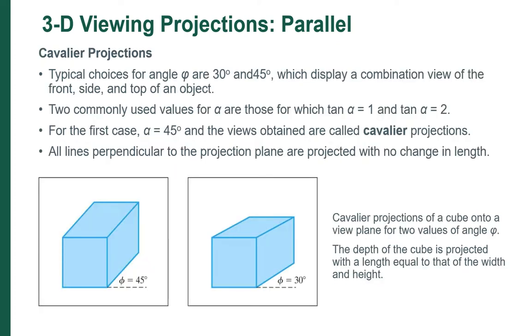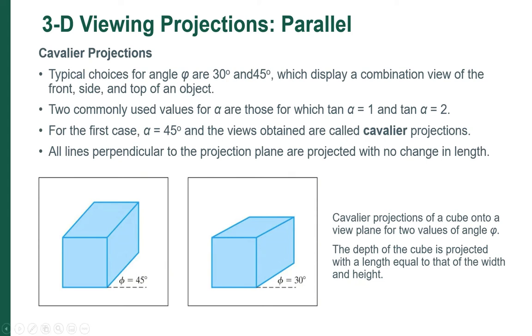And even the parallel projections have two different projections, the Cavalier projections and the cabinet projections, and we are discussing the Cavalier projections in this slide. We can take the alpha values and phi values for different ranges, but we take the maximum possible and typical choices of phi as 30 degrees and 45 degrees, which display a combination view of front, side and top view of an object. We can see here when the phi is 45 degrees and 30 degrees, we can see the three sides of the object.